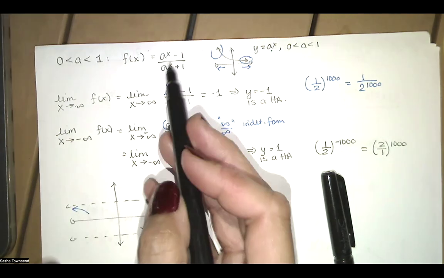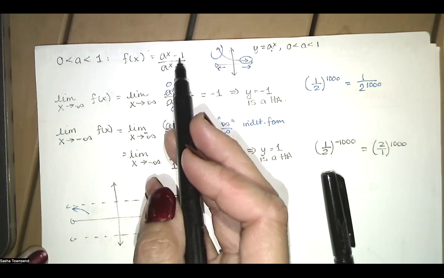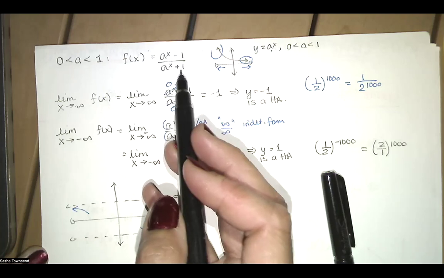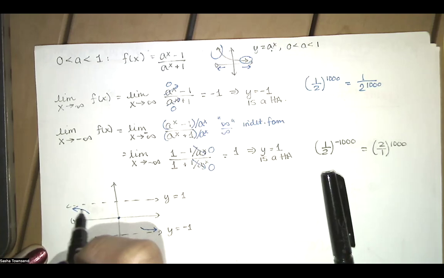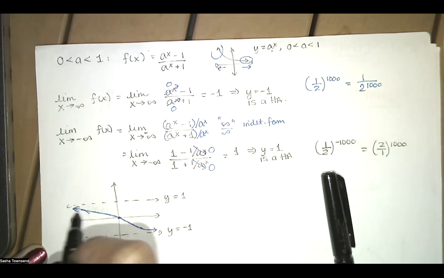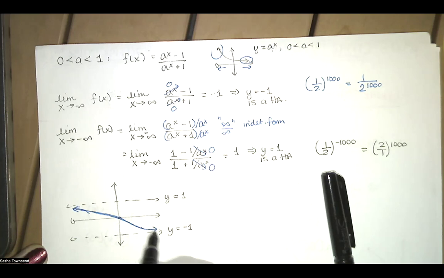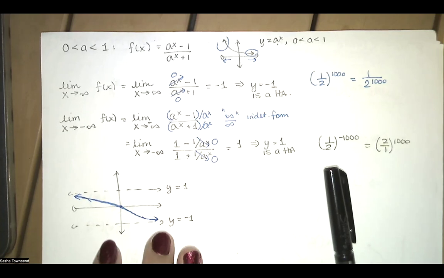And then if we evaluate this at x equals 0, we have a to the 0 minus 1, which is 1 minus 1 or 0 in the numerator, divided by 2 in the denominator. So we end up with a 0 again. And roughly, it's going to look like that. So the function seems to be decreasing. We'll prove that in just a moment.